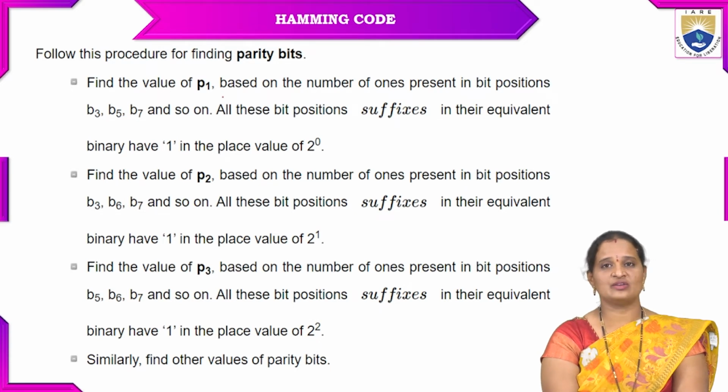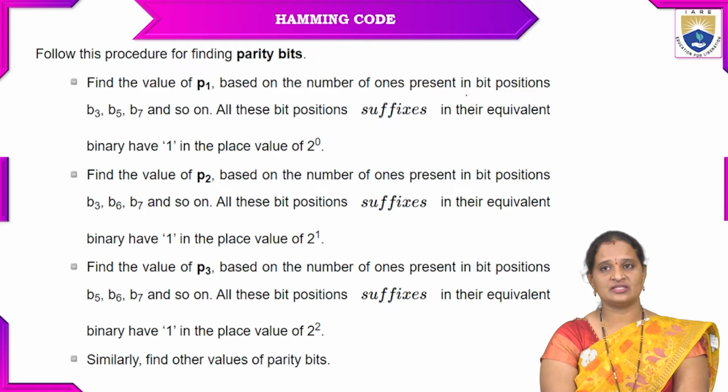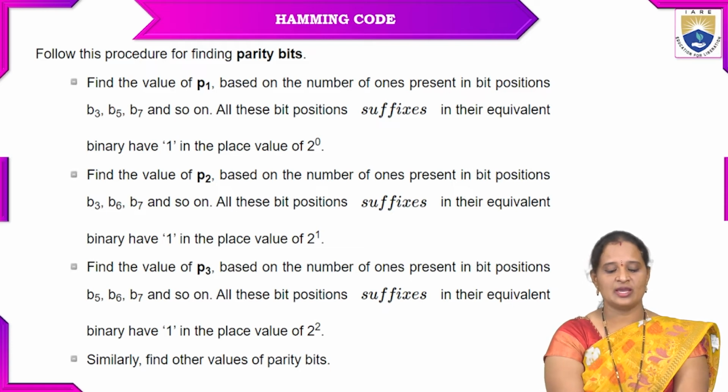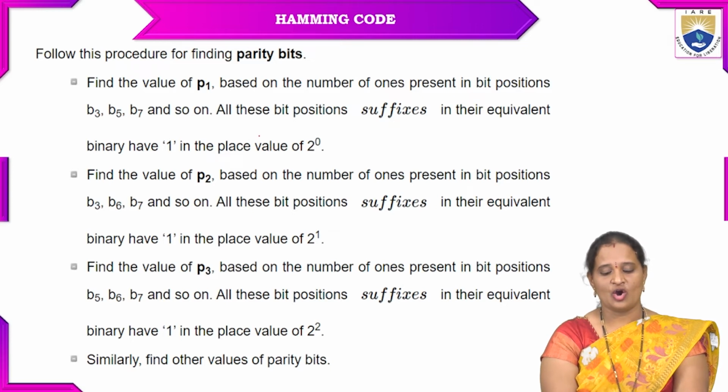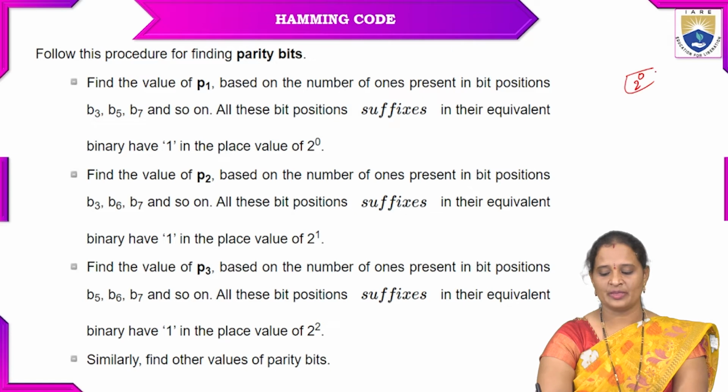So find the value of P1 based on the number of ones present in the bit positions B3, B5, B7 and so on. All these bit position suffixes, in their equivalent binary, have ones in the place of 2 power 0. That means parity bit P1 is placed in 2 power 0. Okay, so that is the first place.